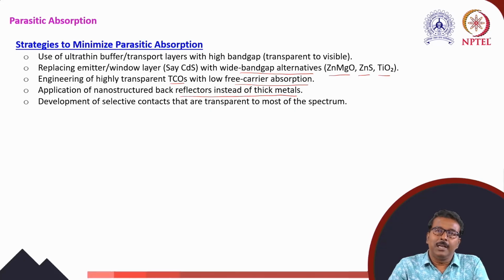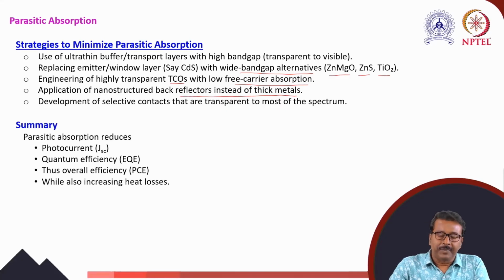So you can enhance the absorption of light, and develop selective contacts that are transparent to most of the spectrum. So contacts should also be selective and transparent. In summary, we can say parasitic absorption mainly results in a reduction of photocurrent and quantum efficiency in a particular wavelength range where the non-absorbing layers absorb. Thus, overall efficiency would be reduced, and it also increases the heat losses.